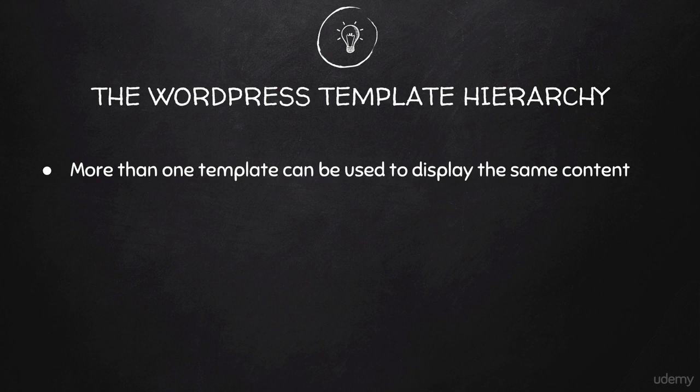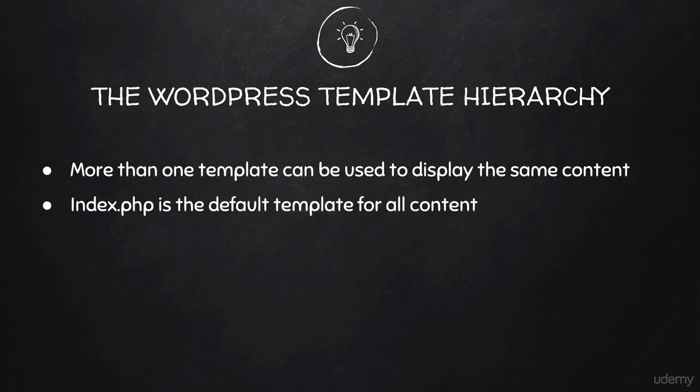Now, as an example, we know that page.php is typically used by WordPress to display contents for a page. Keep in mind, though, that it's not just page.php that is used by WordPress. WordPress can use other template files to display contents for our pages. Keep that in mind. And then secondly, index.php is the default template for all content. So whenever WordPress cannot find a more specific template, WordPress would always default to using index.php. Index.php is the fallback template for all types of content.